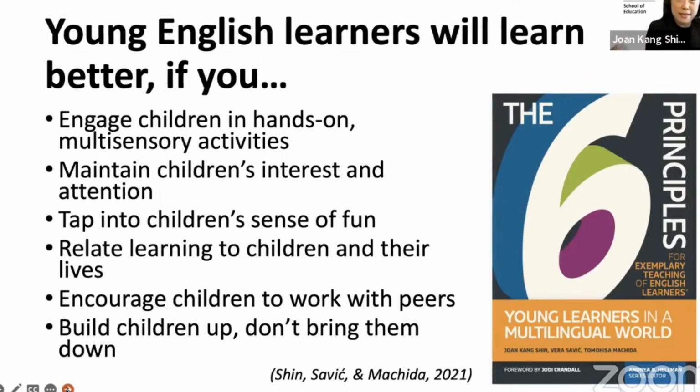So this comes from one of my new books. It just gives the basics about how young English learners will learn better. They will learn better if you engage them in hands-on multi-sensory activities, if you maintain children's interest and attention, if you tap into children's sense of fun, relate learning to children and their lives, encourage children to work with peers, and you got to make sure you build children up. Don't bring them down. We have to encourage them in this process of learning, so that they will engage with us and engage more successfully.